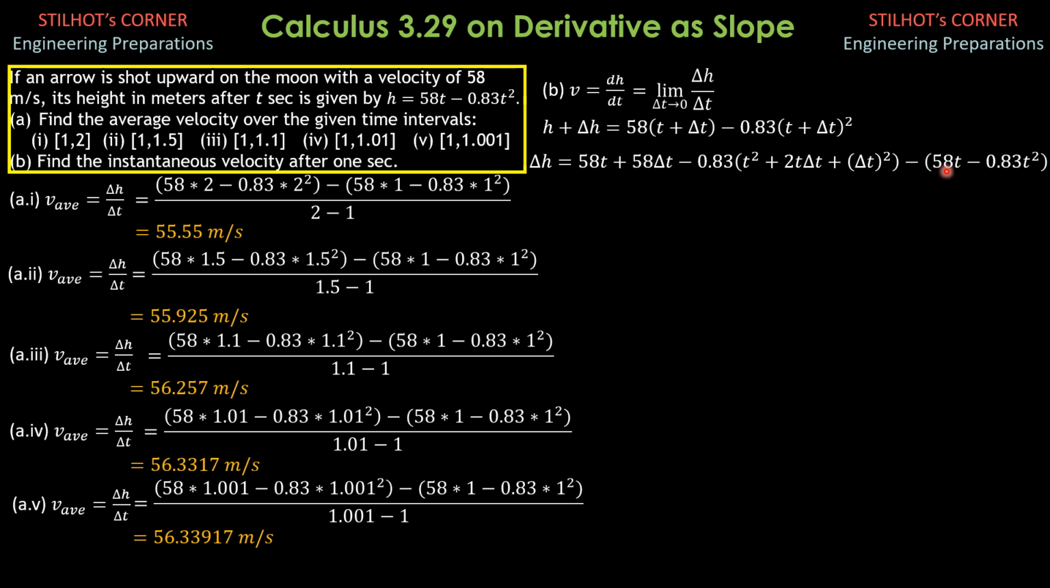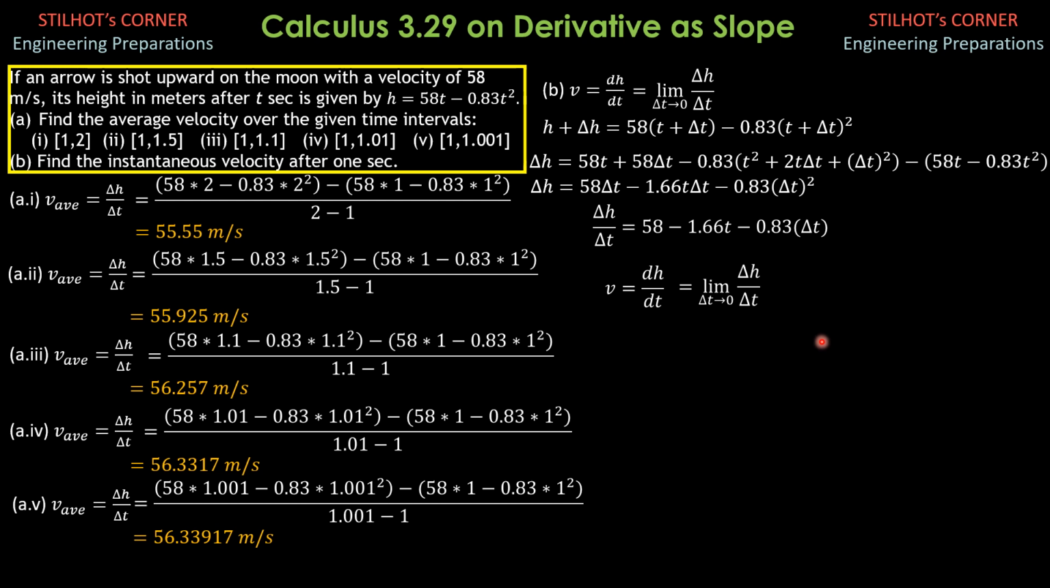So we can eliminate 58t and negative 0.83t squared, because we have 0.83t squared also. So delta h is 58 delta t minus 1.66t delta t, then minus 0.83 times delta t squared. Dividing both sides by delta t, delta h over delta t is 58 minus 1.66t minus 0.83 times delta t. So dh/dt, which is the limit of these remaining terms as delta t approaches zero, is 58 minus 1.66t, because the last term is approaching zero. So substitute t is 1. The instantaneous velocity is 58 minus 1.66, so the instantaneous velocity is 56.34 meters per second when t is 1.